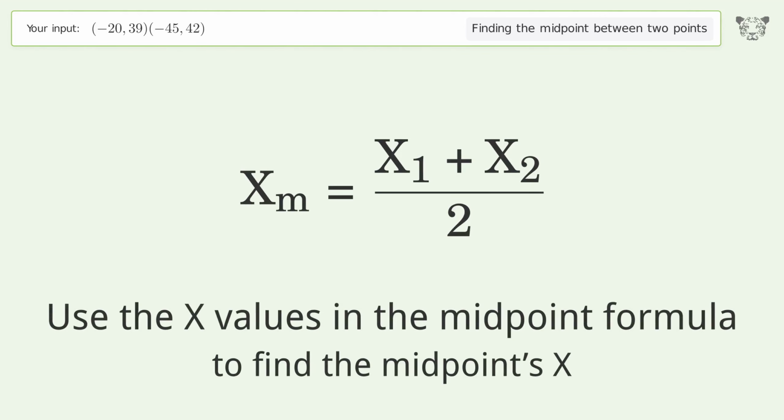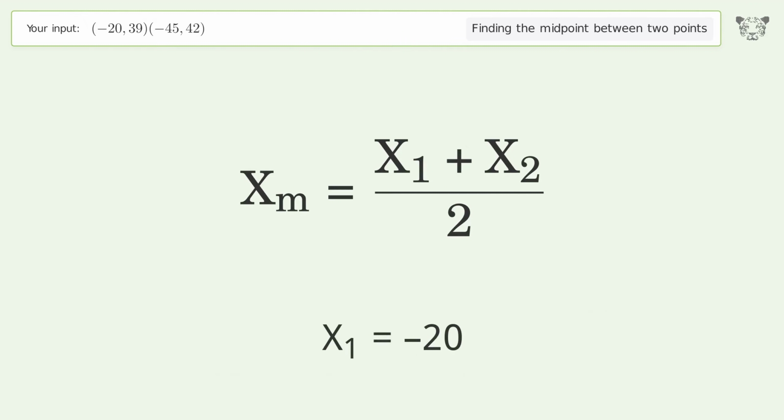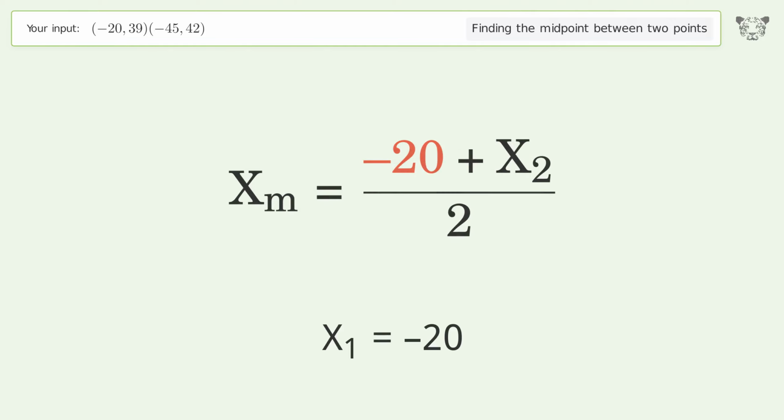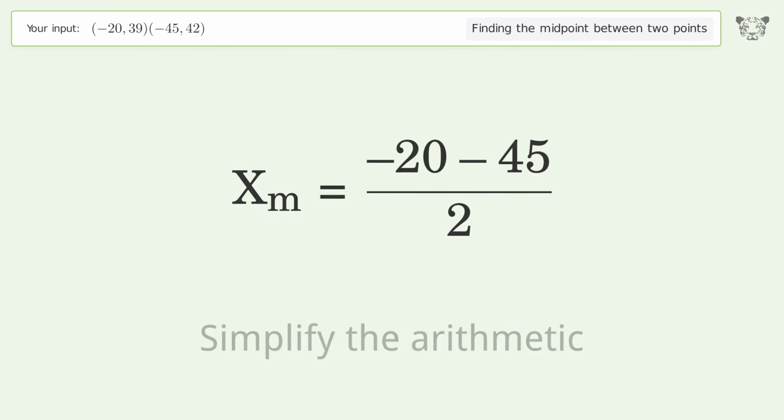Use the x values in the midpoint formula to find the midpoint's x. x1 equals negative 20. x2 equals negative 45. Simplify the arithmetic.